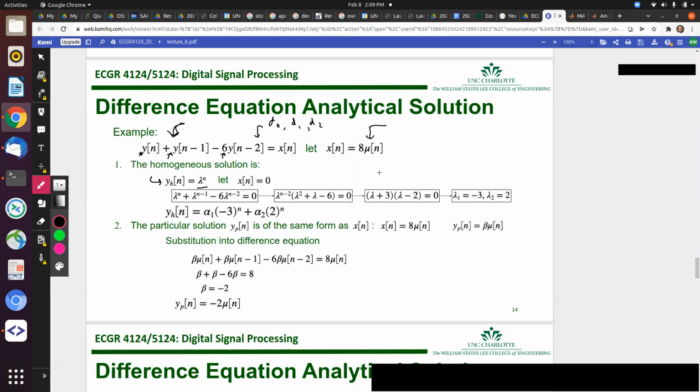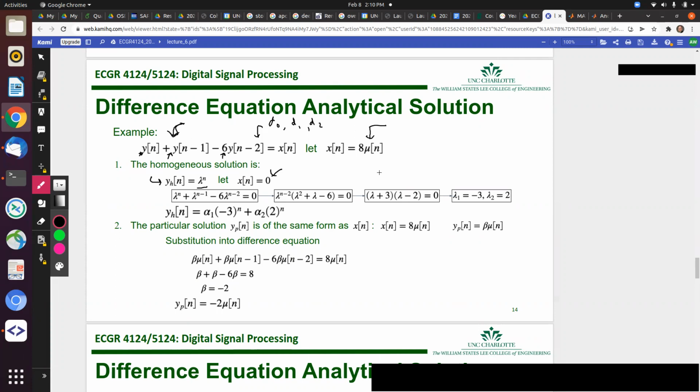In all of its steps, the homogeneous solution is given by assuming y of n is equal to lambda to the n, and we let the input equal 0, just like we do in differential equations, right? We plug lambda to the n into the equation, so we get lambda to the n for y of n, plus lambda to the n minus 1 for y of n minus 1, minus 6 lambda to the n minus 2 is equal to 0. You get this equation in lambdas.